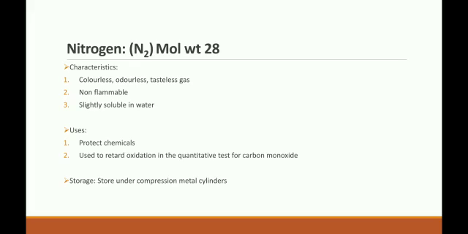Then uses. Nitrogen is an inert gas and hence it can be used to protect chemicals, pharmaceuticals including vitamins, and oils from air oxidation by displacing the air in containers. It is also used to retard oxidation in the quantitative test for carbon monoxide. Then storage. Store under compression in metal cylinders. The cylinders of nitrogen are painted grey with black neck and shoulder.